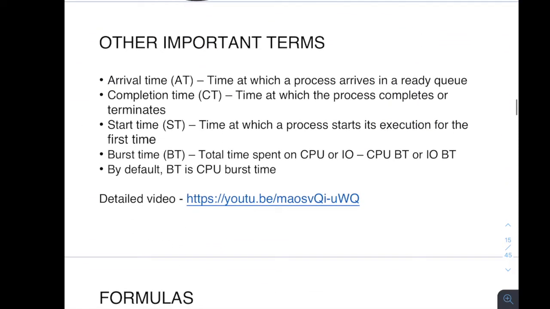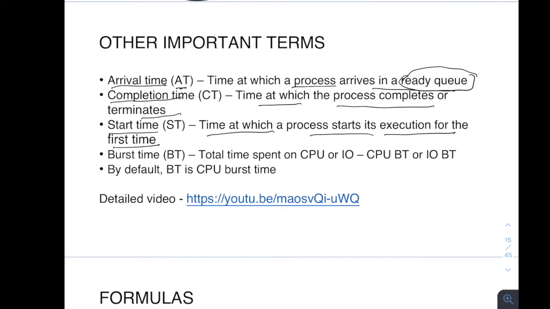And some other important terms are arrival time or AT, the time at which a process arrives in the ready queue. This is very important. This is actually the time of submission of the process, when it arrives in the ready queue. Completion time is CT, the time at which of course the process completes or terminates. Then you have start time, that is the time at which a process starts its execution for the first time.